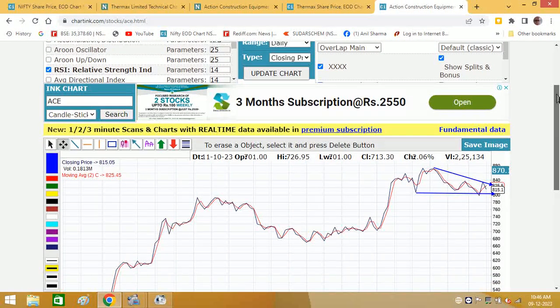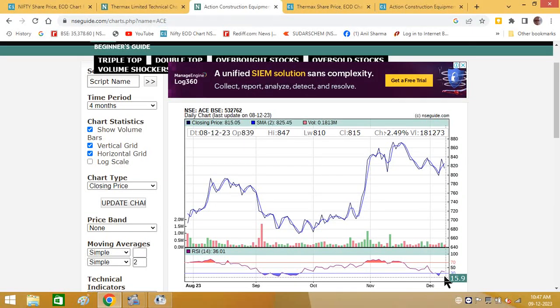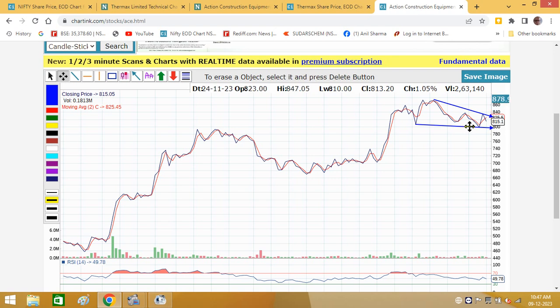The next is Action Construction Equipment. Friends, the results were grand and simply grand. You see here it has made a descending triangle, or it is not exactly one, let me just check if it is a pennant. It is a pennant, actually. So friends, what happens now? Here the RSI was showing 36. It is beautifully placed. It has to go beyond 70.